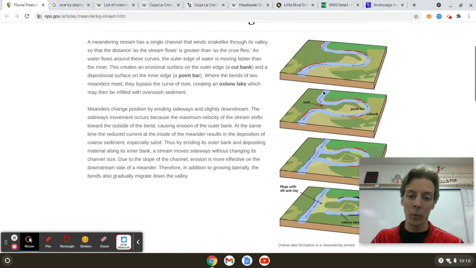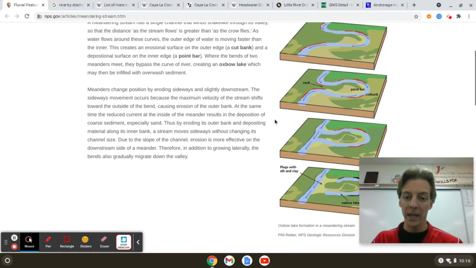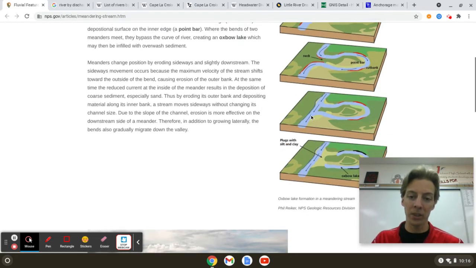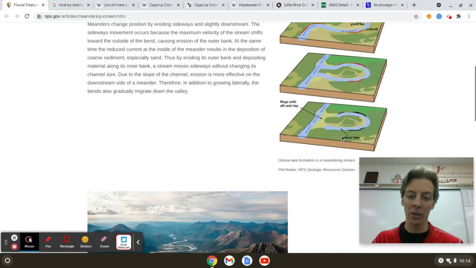As you begin to wear this out year over year, you can get a neck and a cut bank back here. You can get a little point. And then all the inside of this is changing too. And once this breaks and cuts through, this is now called an oxbow lake. It's left over. Every time this floods and gets high water, it will jump over this little rise because that's almost flat. And it will fill this back up. And then it can come back out. All right, but this is not much higher than this stream right here. And any little flooding will go back and refill this oxbow lake.